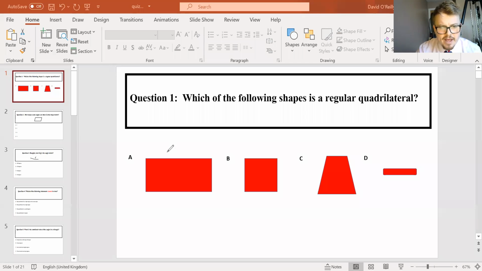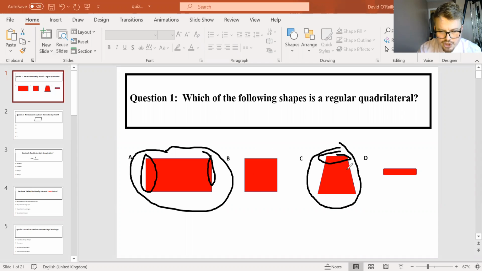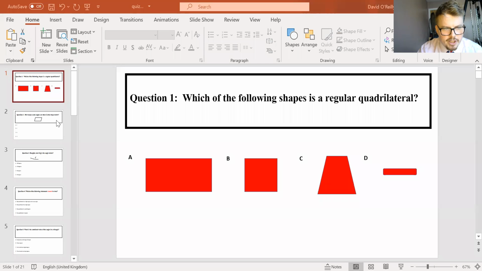So you can see that it can't be A because look, the sides are shorter than the top and the bottom. B, that's looking good, isn't it? Yeah, all the sides look like they're equal length. But just to make sure, you can see here that this top side is shorter than this bottom side, so it can't be that one. And D, these sides are shorter than the base and the top of that shape. So we know it's B. So the correct answer is B. It's a square.